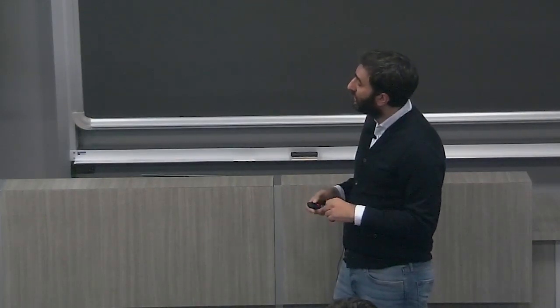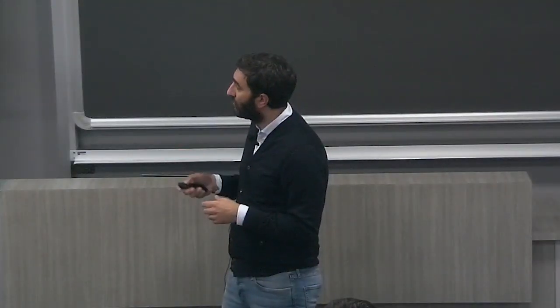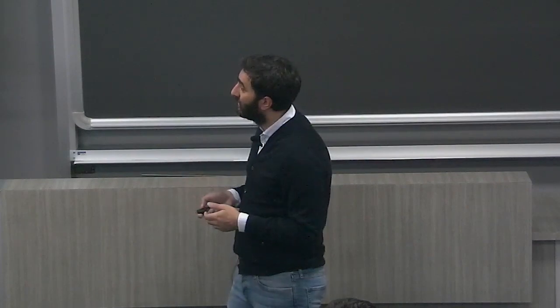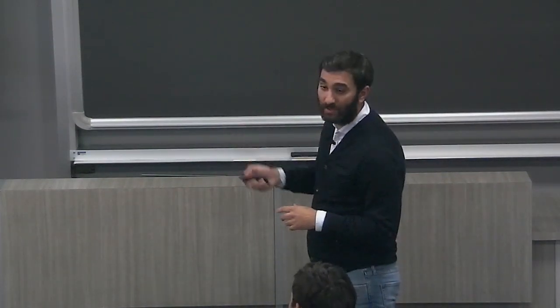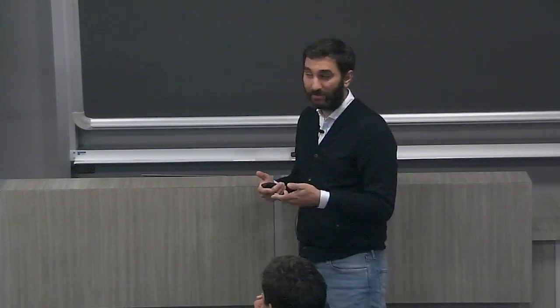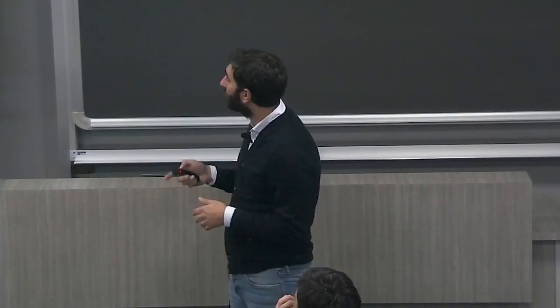So just to give you some results, here is the test at low velocity, up to 180 meters per second. We detected that there is a critical ratio between the bullet diameter and the sample thickness for healing. In particular, for this velocity, this ratio is 0.2. So below this ratio, there is no healing. Above it, there is healing, and effectively for the healed sample there is a melted zone in the central part. So melting is important to gain the mobility to repair the component.